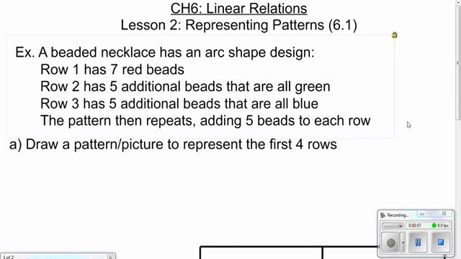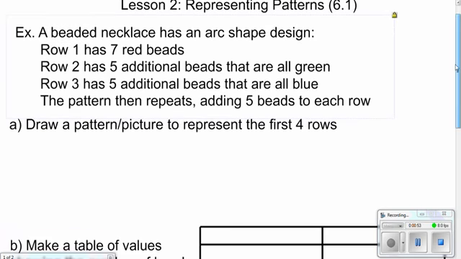Looking at our first example, a beaded necklace has an arc-shaped design, like a rainbow design. Row 1 has 7 red beads. Row 2 has 5 additional beads that are all green. Row 3 has 5 additional beads that are all blue. The pattern then repeats, adding 5 beads each row. I would assume it would go red, green, blue, red, green, blue. Draw a pattern or picture to represent the first 4 rows. So I think that you should draw that.